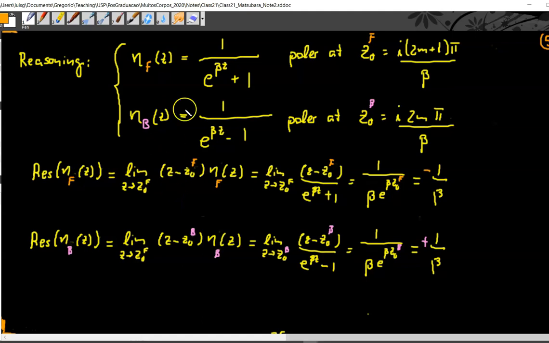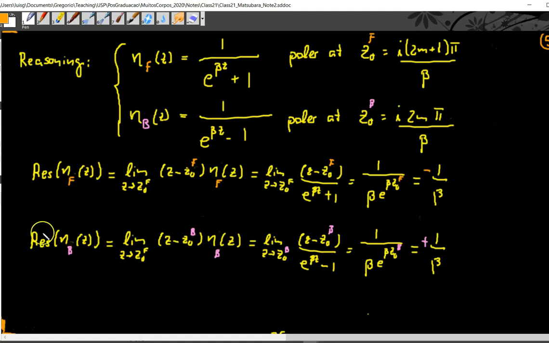How do I calculate the residues? It's a simple residue. Just do z minus the pole times the function, in the limit of z going to z naught. And then I have to calculate this limit. I can do, say, L'Hospital's rule and differentiate the top and the bottom. I get this. And then I get beta times e to the beta z evaluated at the pole, which is minus 1, by definition. And this is minus 1 over beta.